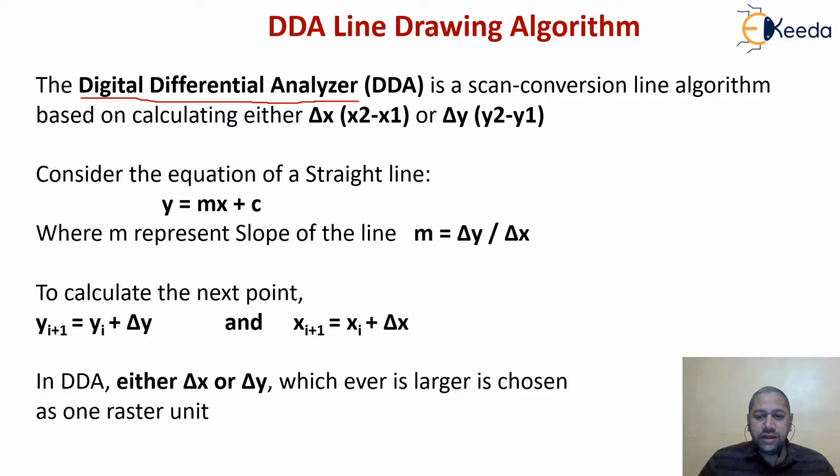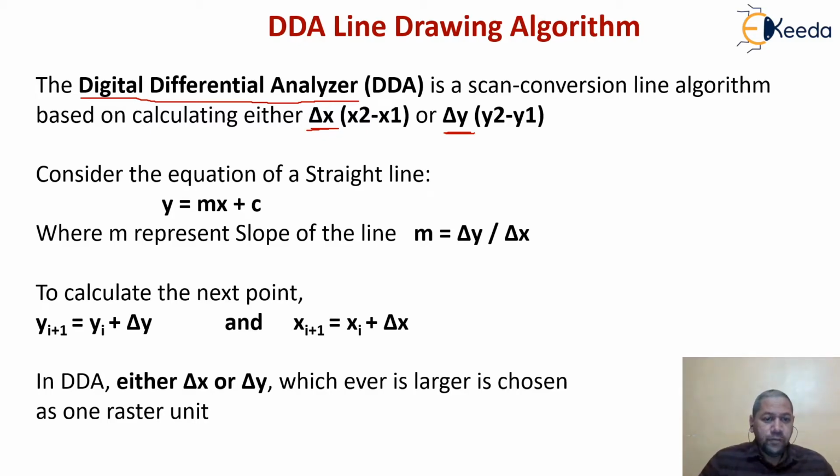It is a scan conversion line algorithm, which works by calculating the delta x value. Delta x is the difference between x2 and x1. If I consider the starting point of the line as x1, y1 and the end point as x2, y2, then delta x is x2 minus x1, and delta y is the difference y2 minus y1.